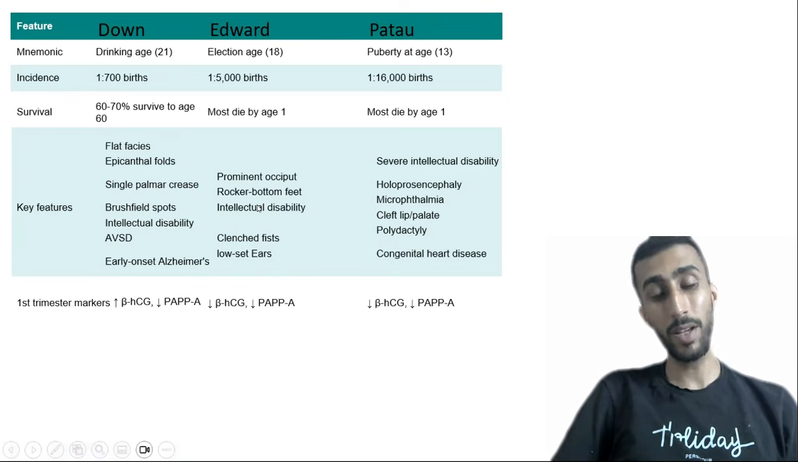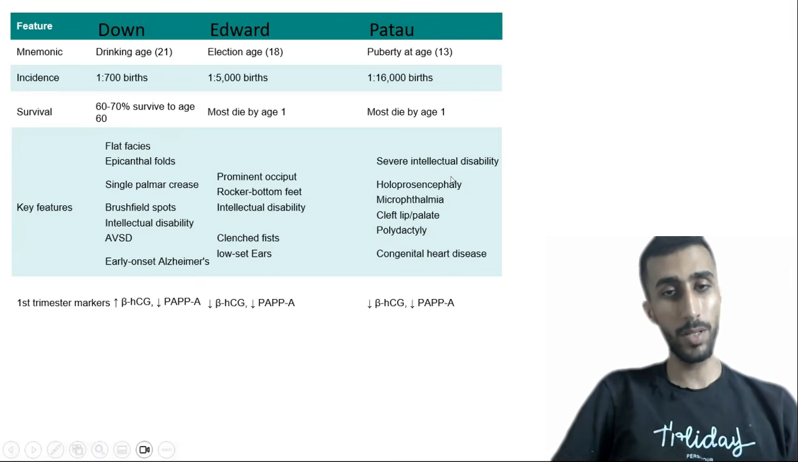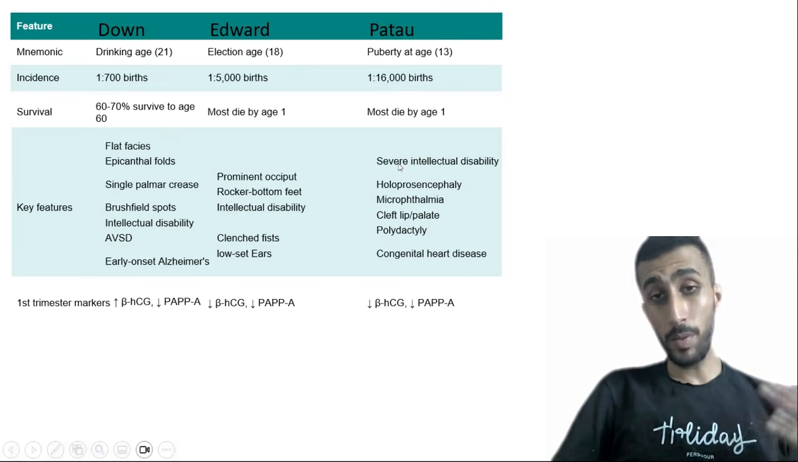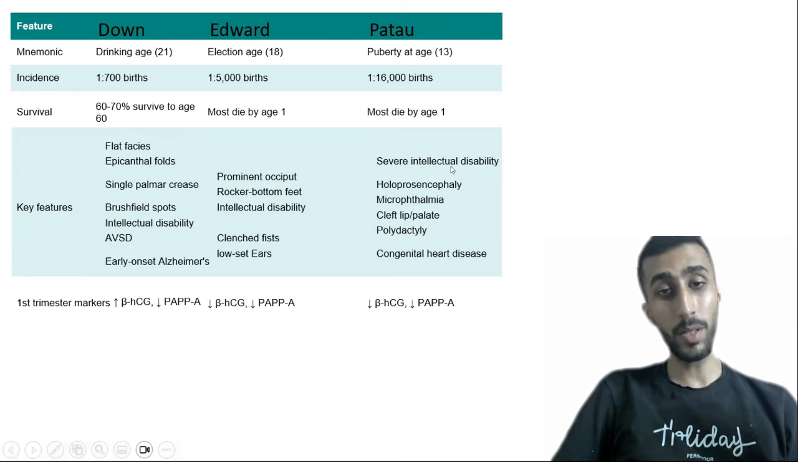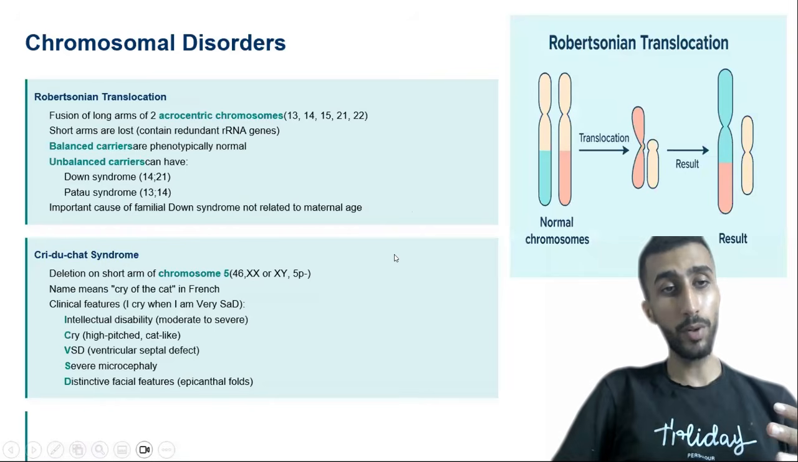Versus Edwards syndrome, they will have more grave symptoms and structural abnormalities such as prominent occiput, rocker-bottom feet, and also of course intellectual disability, low-set ears, and clenched fists. And finally, Patau, the worst prognosis and the worst condition. So severe intellectual disability here, not just intellectual disability, but severe intellectual disability. They will have holoprosencephaly, where the two brain hemispheres are not separated, and small eyes, microphthalmia, cleft lip and palate. So all of the anomalies are at the level of the head: holoprosencephaly at the brain, microphthalmia at the eyes, cleft lip and palate, and polydactyly, multiple fingers, and congenital heart disease, of course.